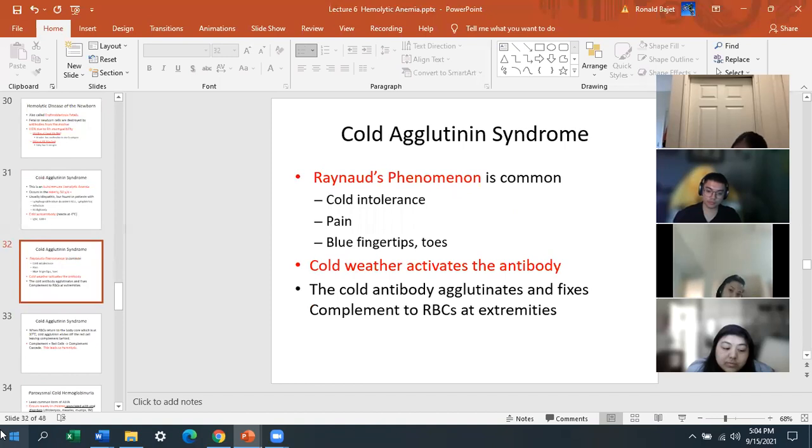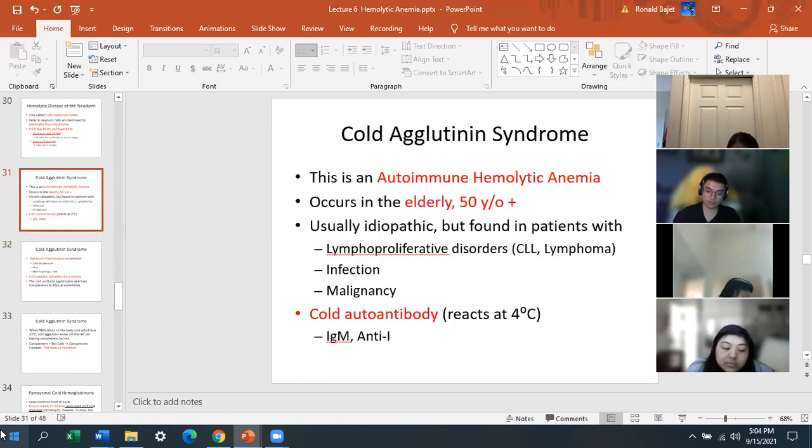So what happens is, when the antibody comes to room temperature, and when it circulates into the core of your body, then complement activates on the red blood cells, and then you get hemolysis of the red blood cells, okay? And that's what happens.